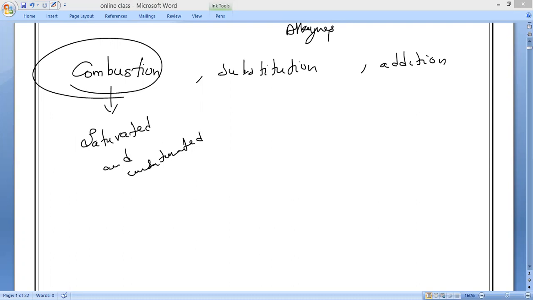But the substitution reaction is given only by saturated hydrocarbons. Can you tell me which are the saturated hydrocarbons? Everybody? Single bond.